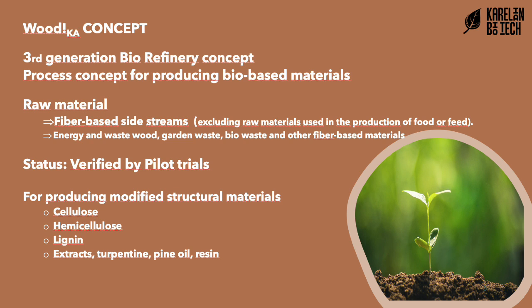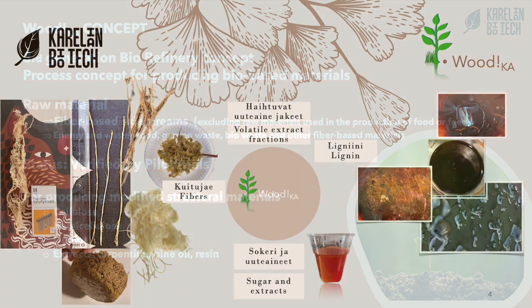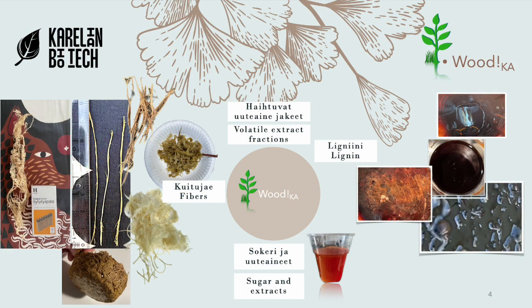It has been verified with pilot trials with different raw materials. The output of the process is 4 base elements: cellulose, hemicellulose, as we call it, sugars, lignin, and extracts like turpentine, pine oil, resin, etc. Here are presented the 4 base elements coming out of the process.